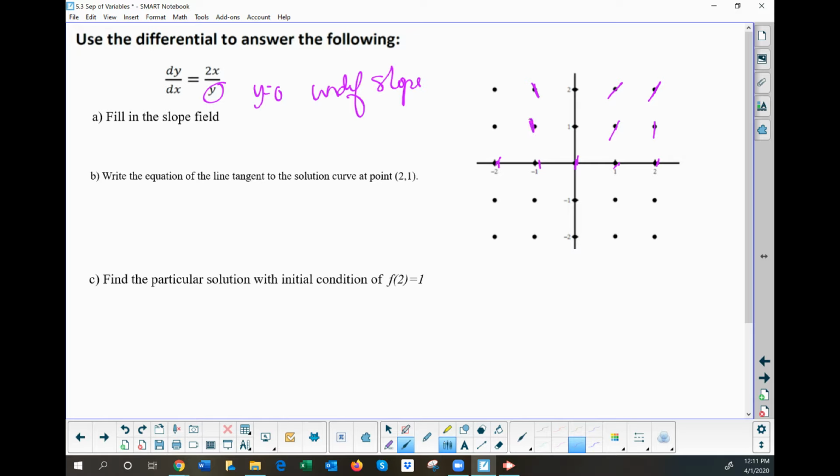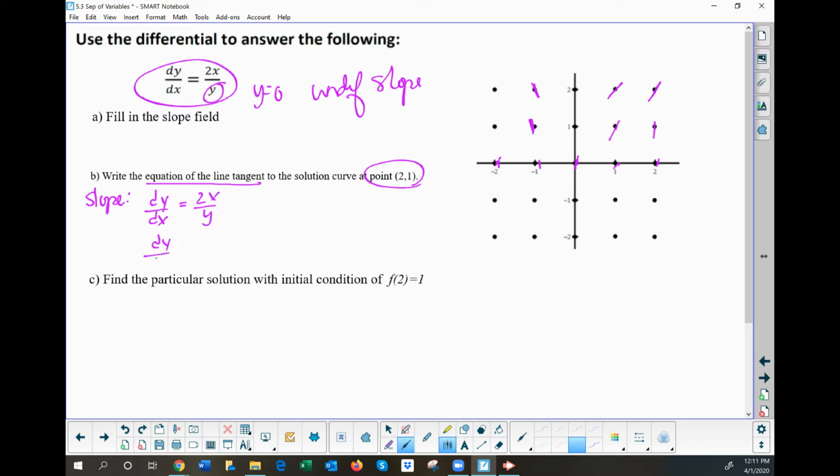All right, the next thing it says, write the equation of the tangent line at the point 2, 1. Those are kind of the two pieces of information. Well, equation of the tangent line should be easy by this point. It means we need a slope. Where do we get the slope? From the given derivative that started the problem. dy dx equals 2x over y. I need to evaluate this at the point 2, 1.